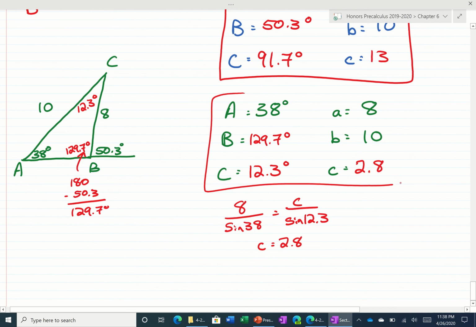Alright, so hopefully this is making a little bit more sense. Stay tuned. We're going to be talking about the law of cosines today.